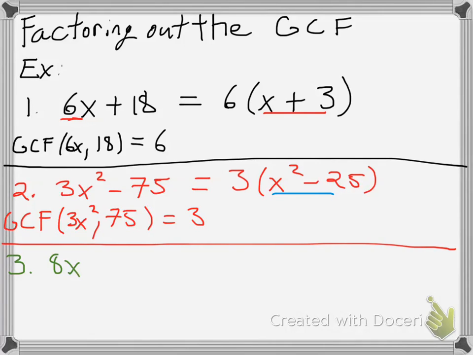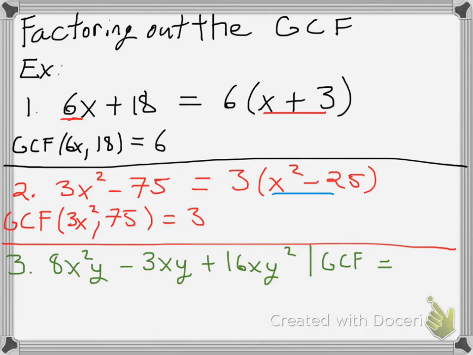Okay, and we'll do one more example. 8x squared y minus 3xy plus 16xy squared. And so what I'll look at first is I'll look at the numbers 8, 3, and 16. 1 works for all of them. 2 does not go into 3. 3 does not go into 8. I can't go past 3 because 3 is one of the numbers I want a factor of, so I can't go larger than 3.